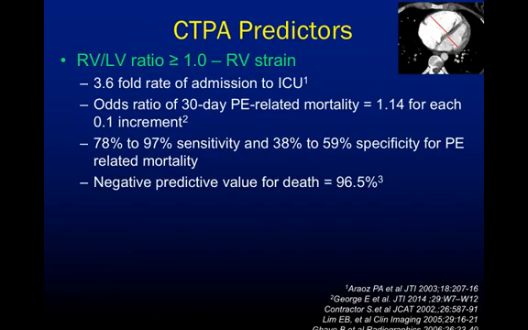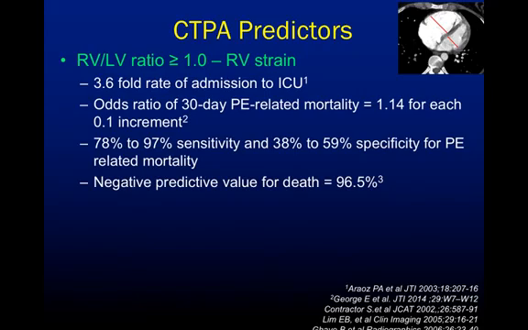There are also imaging predictors of PE severity on CT. And the most useful is the right ventricular to left ventricular ratio. When this is over 1, it indicates right ventricular strain. And this predicts a higher rate of admission to the intensive care unit.